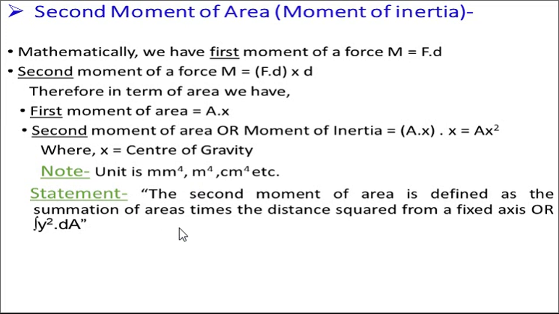And as a statement you can write: the second moment of area is defined as the summation of area times the distance square from a fixed axis. This is a centroidal distance, that is y square, and dA is the area of that particular small element of the body. That's why it is a summation, and that's why limits are taken, this y square into dA.